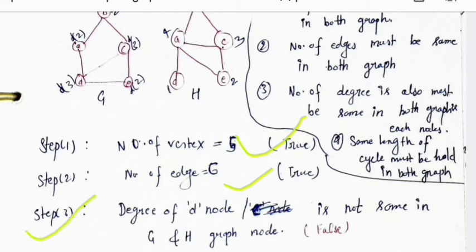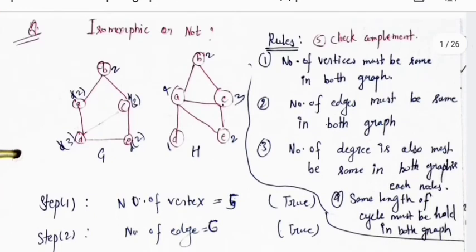Now come to the third rule. Here the degree of nodes is different in the two graphs. In graph G the degree of A is 2, but in graph H the degree of A is 4, so the degrees in graphs G and H are different. So the third rule, that the degrees must be the same in both graphs, is not satisfied. So we say that this graph is not an isomorphic graph.